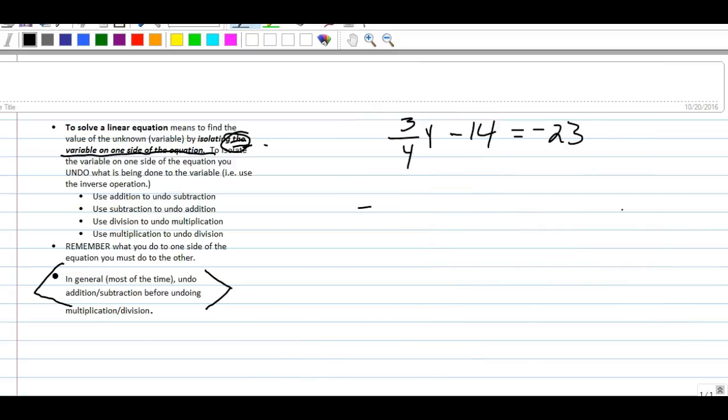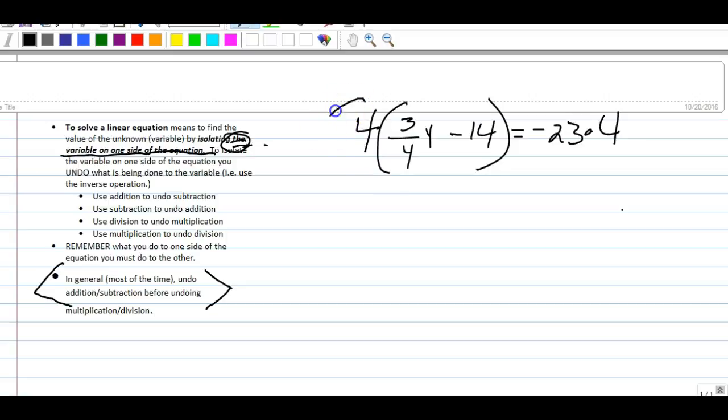Here we're working with a problem where the coefficient for our variable is a fraction. Well, if you don't like fractions, guess what? You really don't have to deal with them. So what I'm going to do here is eliminate the fraction downstairs. To eliminate the fraction downstairs, I need to multiply both sides of the equation by 4. And remember, what you do to one side of the equation, you have to do to the other.